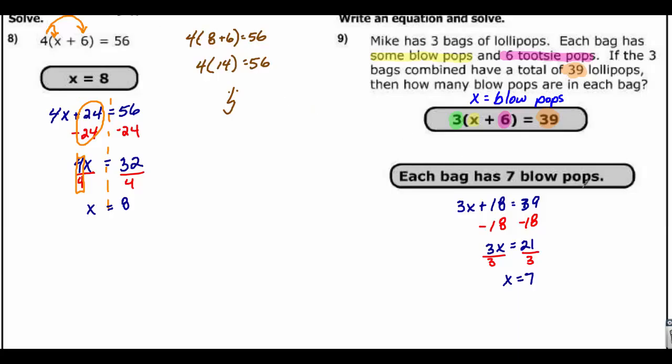And if you wish to check that, just to make sure, you'd ask yourself, does 3 times 7 plus 6, 7 Blow Pops, 6 Tootsie Pops in each bag, what does that equal? That's 3 times 13, that's 39. Why I wrote a 3 there, I don't know. That's 39. That's what we were supposed to have. We've got the right amount of lollipops.